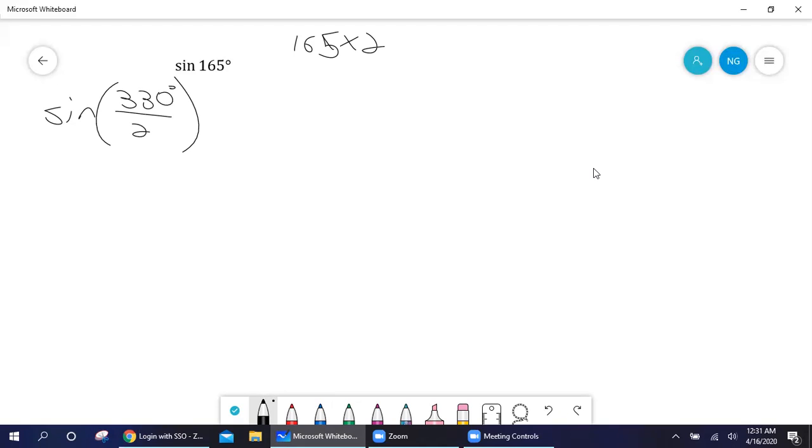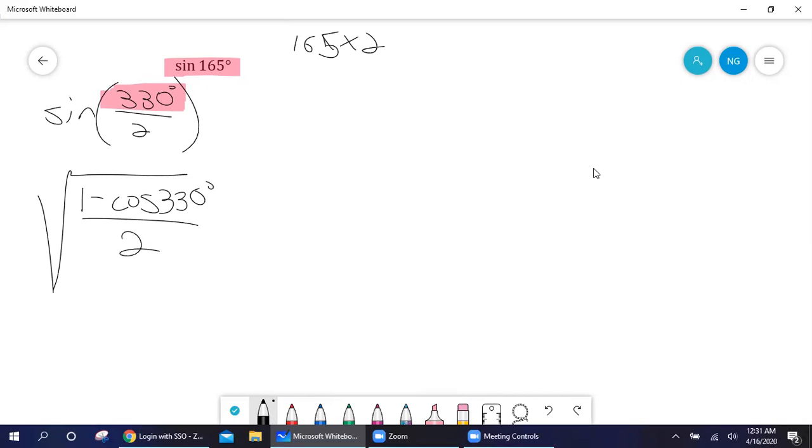Remember, there's that plus or minus out in front. I have to look at the actual angle. I'm doing 165, which is in the second quadrant. Sine is positive in the second quadrant. So this is going to be positive square root of 1 minus the cosine of the x, which is the 330, all over 2.